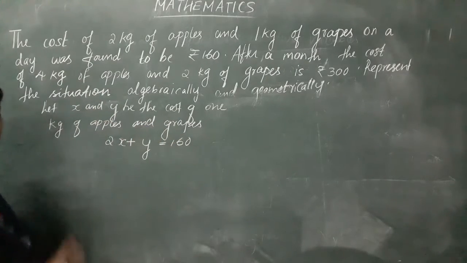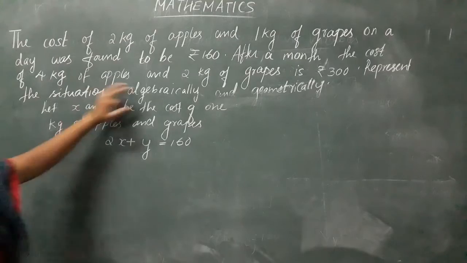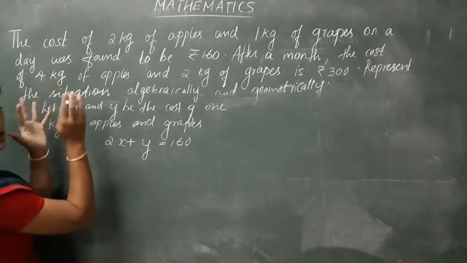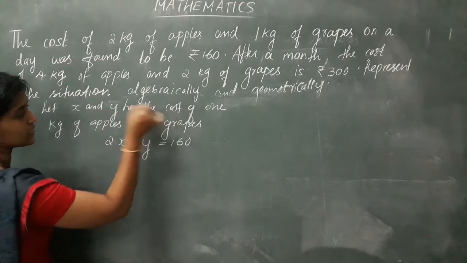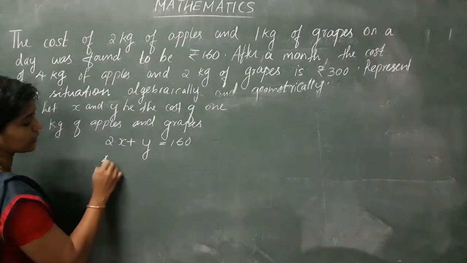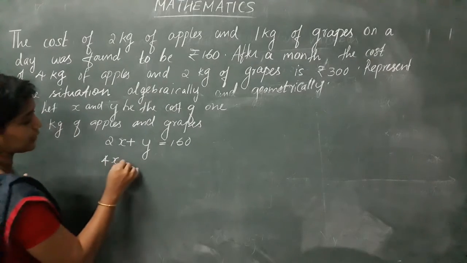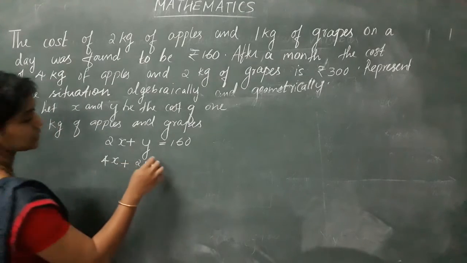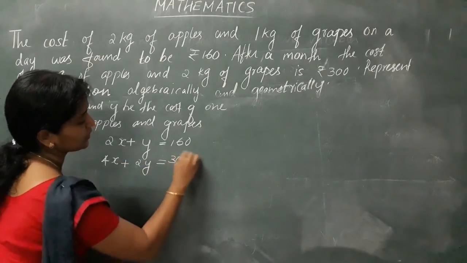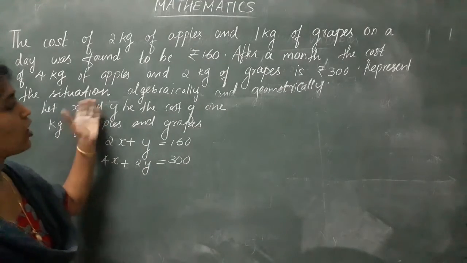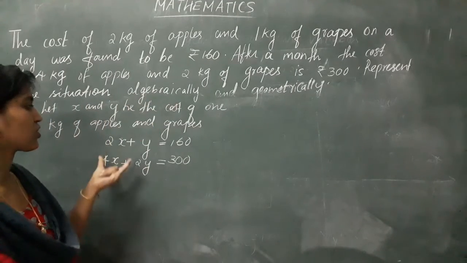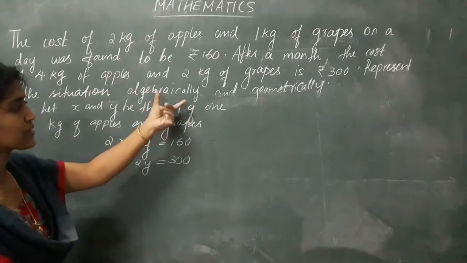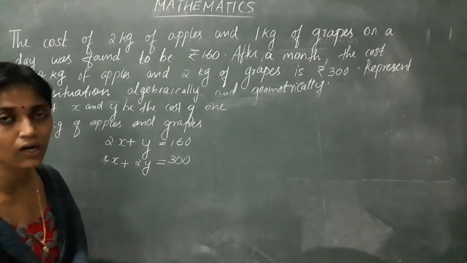We have already studied this in lower classes. Next, after a month, the cost of 4 kg of apples. What will be the total cost for 4 kg of apples if the cost per kg is x? It will be 4x. Now 2 kg of grapes will be 2y. So the total cost added, you will get it as 300. This is the algebraic representation of the pair of linear equations. That is the statement given to you. If you are asked to represent it algebraically, this is how we represent it.